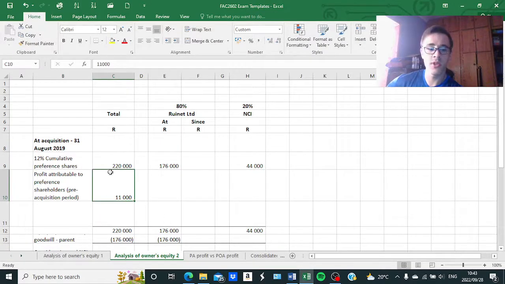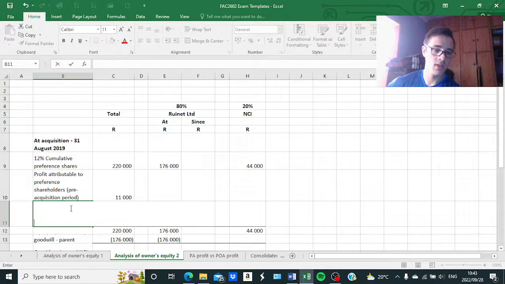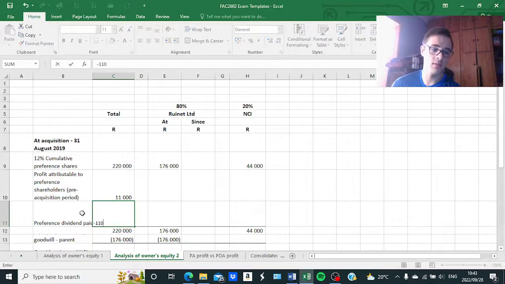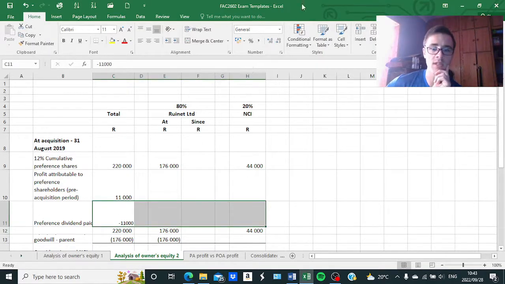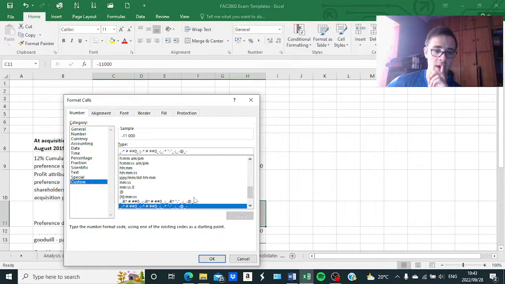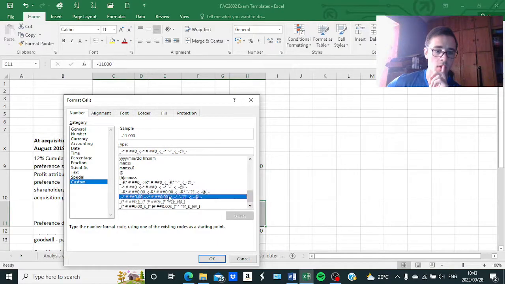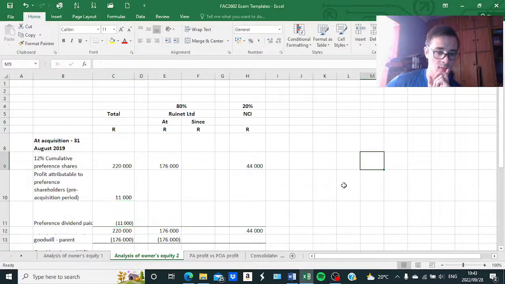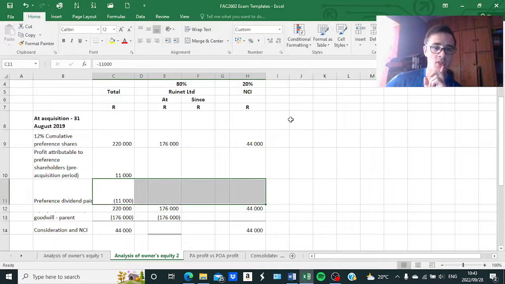So this is the amount that we owed for the pre-acquisition period, 11,000, and then we paid those preference dividends. Let me just correct this: preference dividend paid. So then we paid the 11,000. Let me also insert our formulas. We will format it as accounting, with no currency, because we have shown it to be in Rand value, and we want negative amounts in brackets. There we go. We also increase the size.